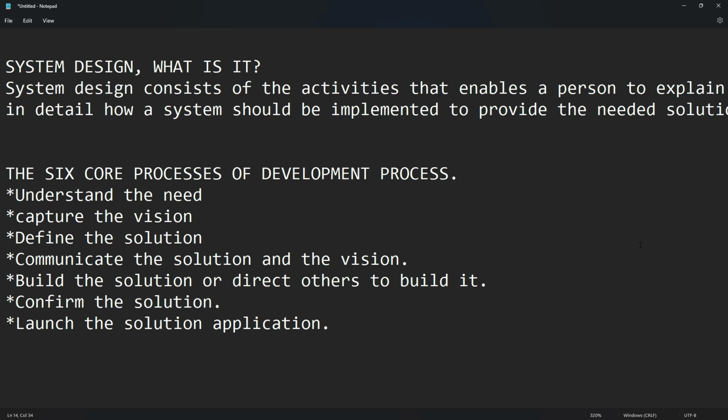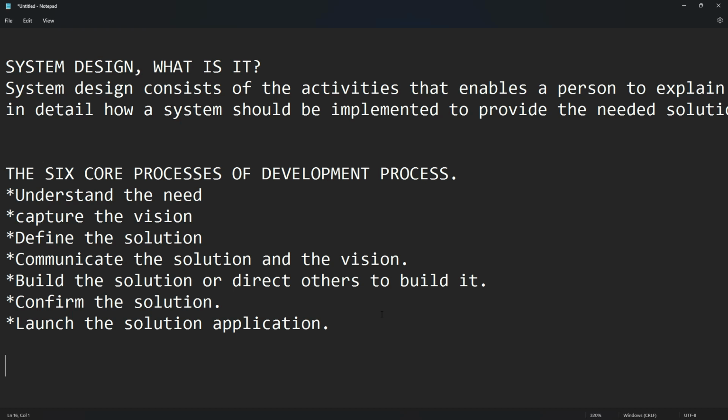Alright, so let's move on. Hopefully you do understand this part. Now the next thing we're going to talk about is a project. What exactly is a project? A project is a planned undertaking that has a beginning and an end, and also produces an end result.